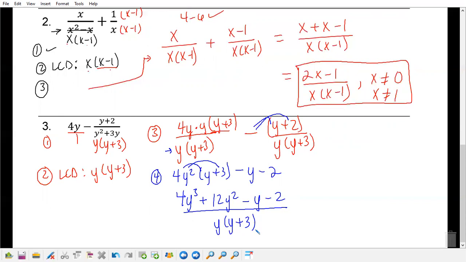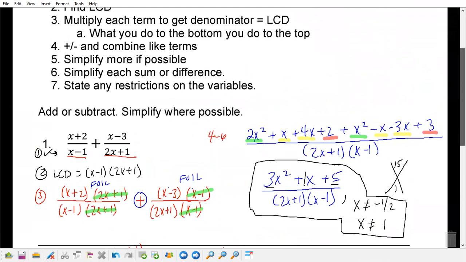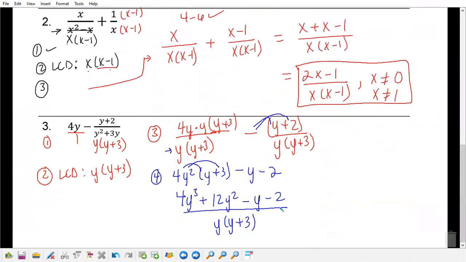Okay. And I'm going to keep simplifying because that's all it says, simplify more if possible. Simplify each sum or difference. So you just keep simplifying. So now I look and I'm like, well, is there any more simplifying I can really do? Nope, cannot. So 5 through 6 is done.